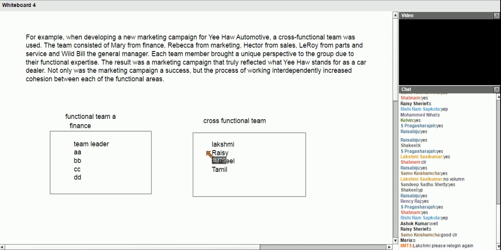So now this cross-functional team has these many people, and all of them are specialized in different things. Lakshmi could be from finance, I don't know which field you are specialized in. Raisi could be from marketing, Shakil could be from HR, Tamil could be from some other field. So this is a cross-functional team, and this is temporary. Is it clear, everyone?